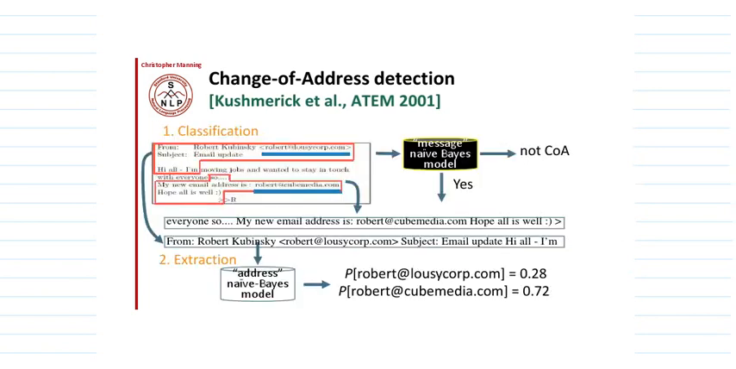So this is another example which is related to information extraction, but not actually information extraction. It is identifying change of address detection in emails that are received in an organization. So this is a kind of classification task.